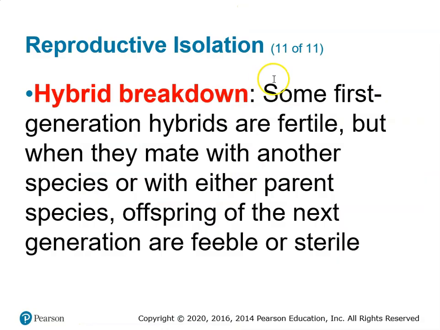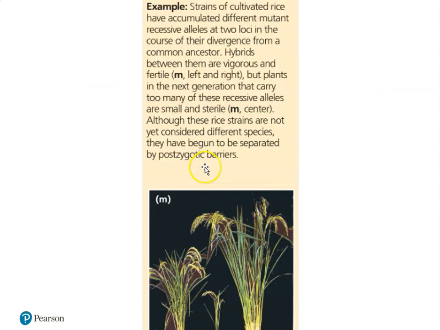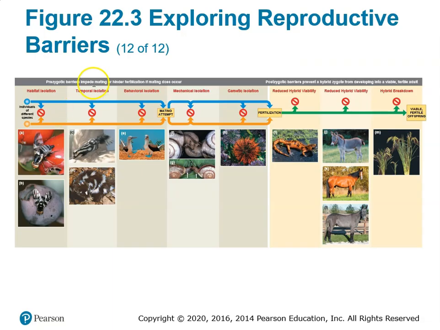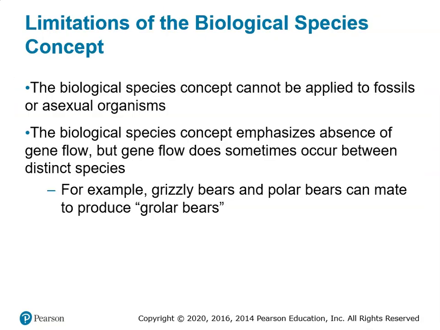Hybrid breakdown: some first-generation hybrids are actually fertile, but when we travel through time, they start breaking down. So, for example, you can see cultivated rice with different mutant alleles. Hybrids between them are vigorous and fertile. So here are the hybrids. But plants in the next generation carry too many of these recessive alleles and are small and sterile. So there's the middle one. I would know all of those. Those are important ways that speciation, reproductive barriers, can develop.